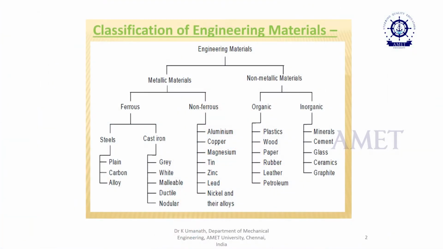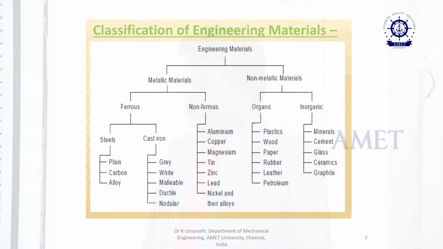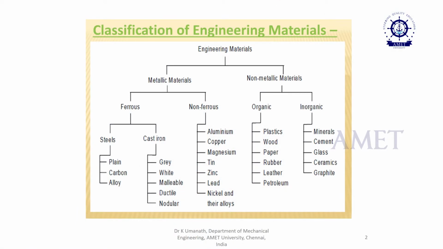So, in metallic materials we classify two types, ferrous metals and non-ferrous metals. But non-metallic materials also have two types, organic and inorganic materials. Considering ferrous metals, there are two types: steels and cast iron. Non-ferrous metals include aluminum, copper, magnesium, tin, zinc, lead, nickel and other alloys. So, a variety of non-ferrous metals are available under metallic materials.